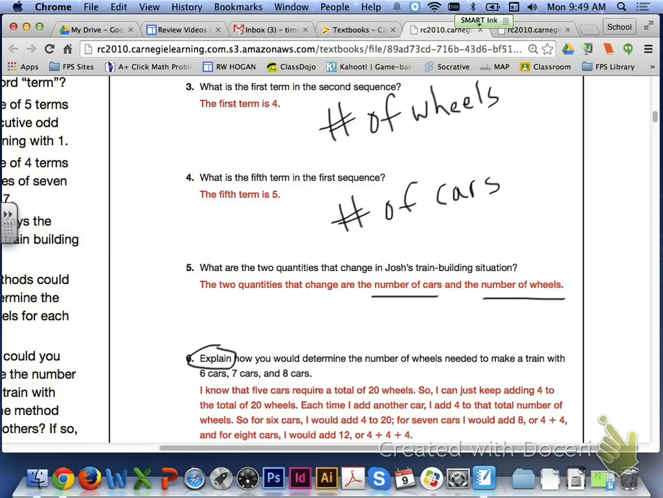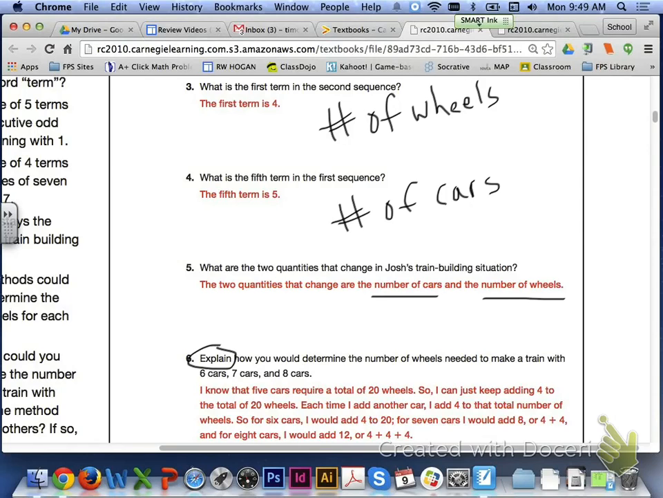If we take a look at number 3, the first term in the second sequence would be 4. Remember, we are referring back to the number of wheels that Josh has for his train cars. For number 4, the fifth term in the first sequence, we are talking about the number of cars for Josh's train cars now. The fifth term would be 5. The 2 quantities that are changing are the number of cars and the number of wheels for number 5.